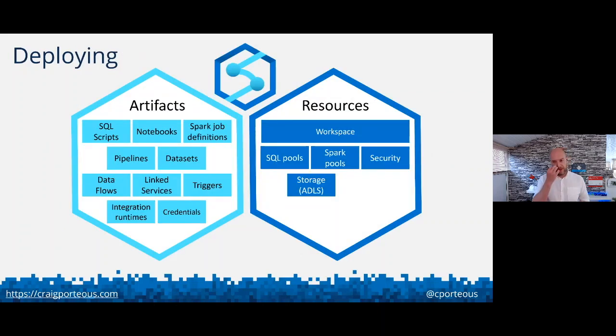So thinking about Azure Synapse as a whole, there are 2 main parts to consider that you can break it down into when we're deploying between environments. You've got artifacts on the left there, and you've got resources on the right. And the resources are essentially everything at the top level. It's the workspace itself, it's your SQL pools, your Spark pools, the overall security, the connected storage account as well.